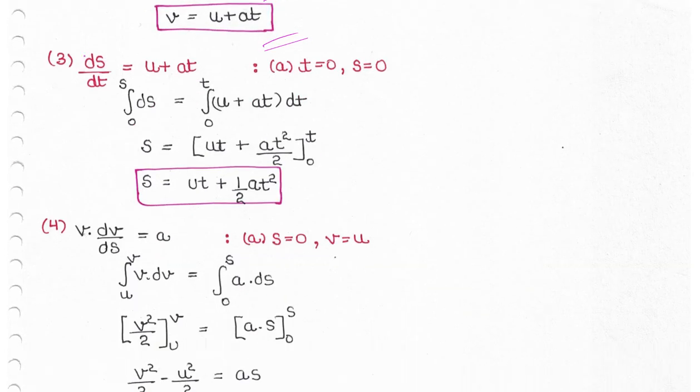If we have ds/dt = u + at, t = 0, s = 0. So we can write the integral from 0 to s of ds = the integral from 0 to t of (u + at) dt. So we can write s = ut + ½at², or s = ut + ½at².